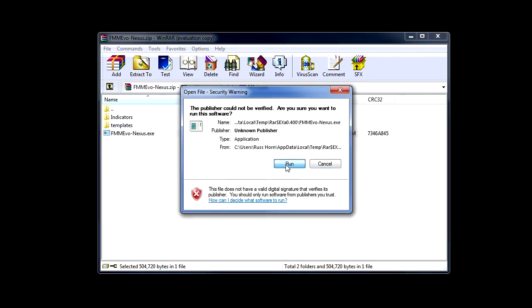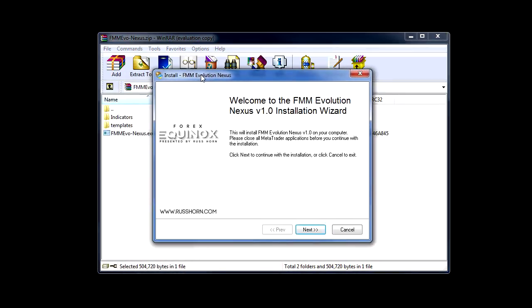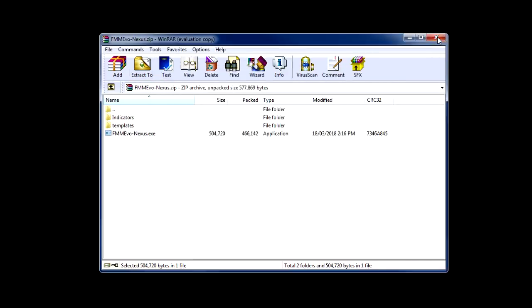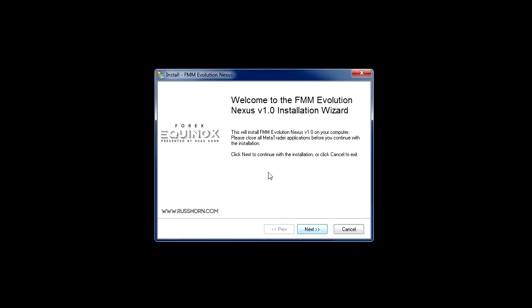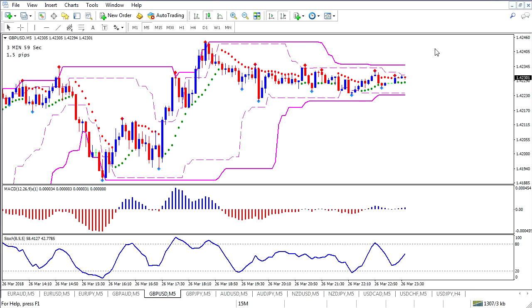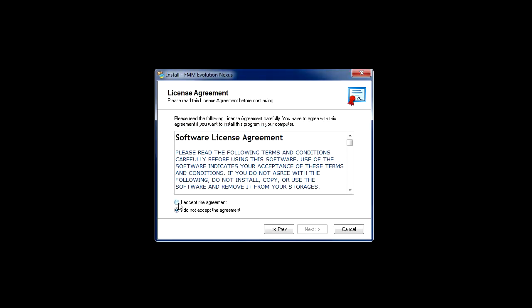Double click the exe, choose run, and it is going to run the installer. And with that, I get the FMM Evolution Nexus Install Wizard. The installation wizard will take care of this for me. Now, I don't need the zip file open anymore, so I will just get rid of that. And then simply follow the instructions as they appear. So click next. Now, I get this error message because I do have an MT4 platform open. If you don't have an MT4 platform open, you will not get this message. So I'm going to close my platform. And now hit OK. I accept.